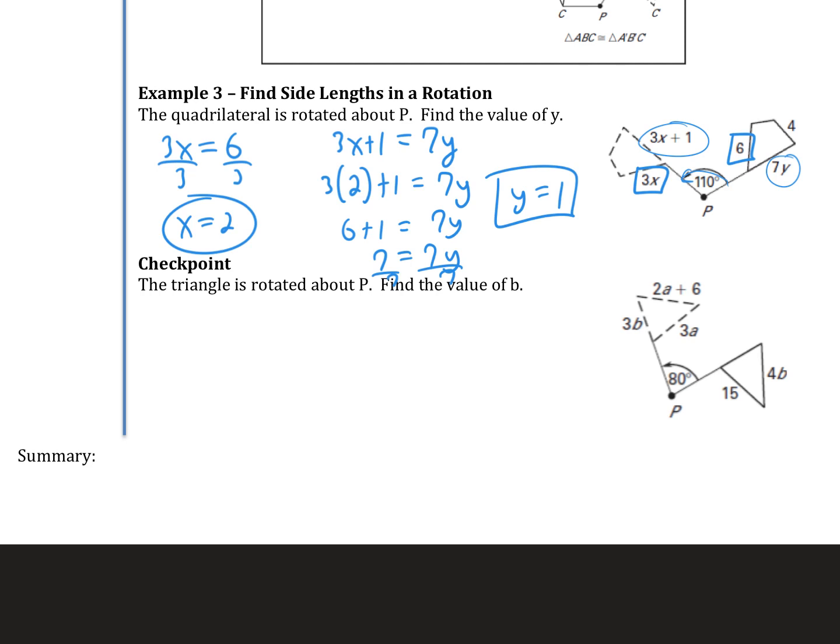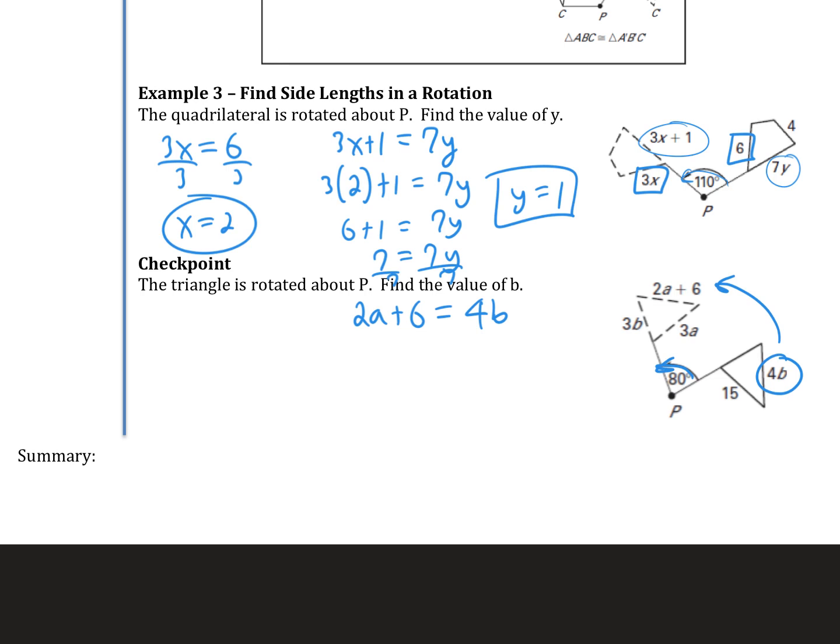All right, so we're looking for B, all right? So we're rotating this 80 degrees. So we're looking for B. I don't know, what side matches with 4B over here? If you kind of follow the way it goes here, it's actually going to be 2a plus 6. So we know that 2a plus 6 equals 4b. Can we solve that or no? We can't because we have a and b in there. So what are we going to do?